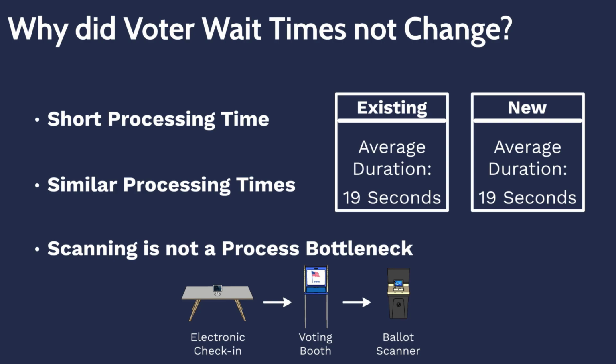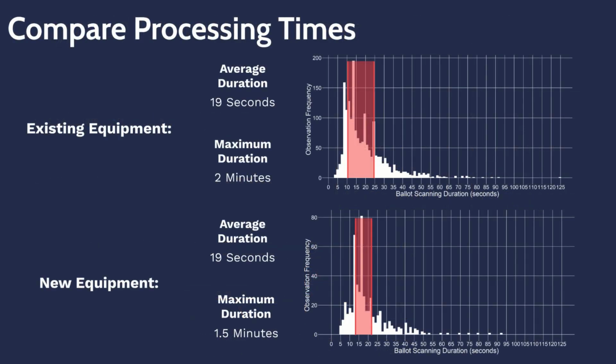While the simulated scenario experienced no change in wait time, it is critical to compare the processing time of existing equipment to the processing time of new equipment when implementing new devices. Equipment that has a significant difference in average processing time from existing equipment may increase or decrease voter wait times, and therefore require different quantities of voting equipment to effectively serve voters.